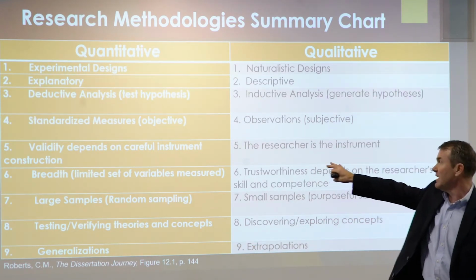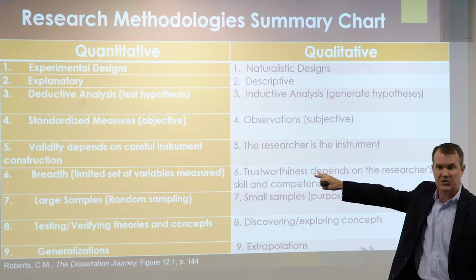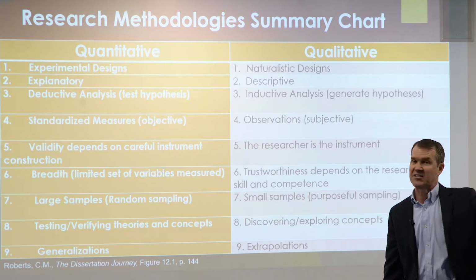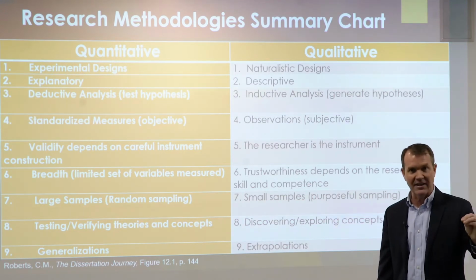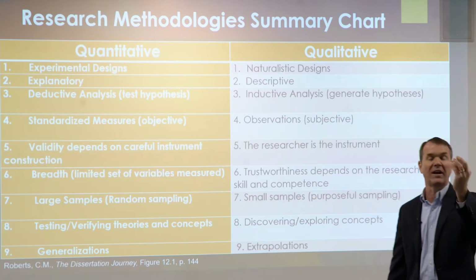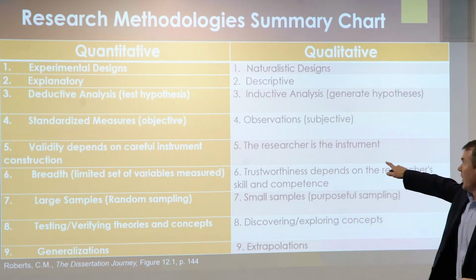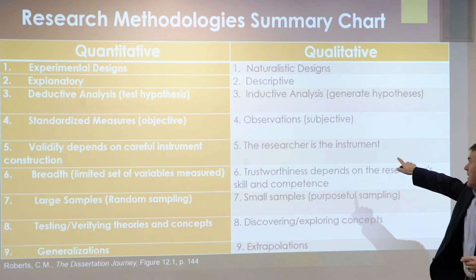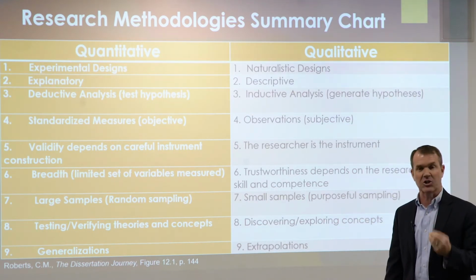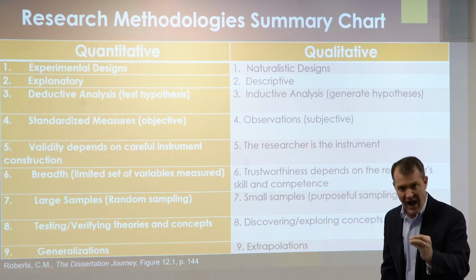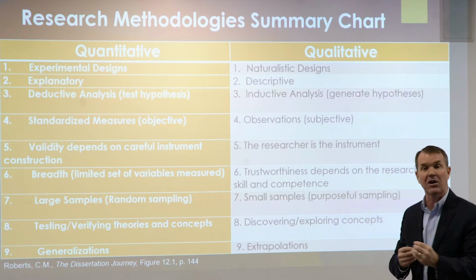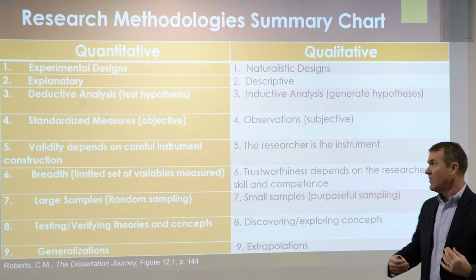Number 5, the validity depends on the careful instrument construction. The instrument you use is critical. Has it been used before? Has it been validated? Is it good for this study? Is it the right instrument to measure what it says it's going to measure? Whereas number 5 on qualitative is the researcher is the instrument. The researcher's observation. You watch, you see, you watch the interaction, you set it up, you manipulate a variable, and so you are the instrument.